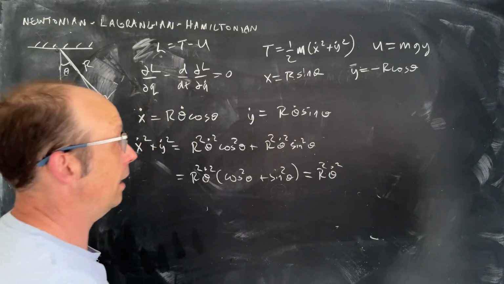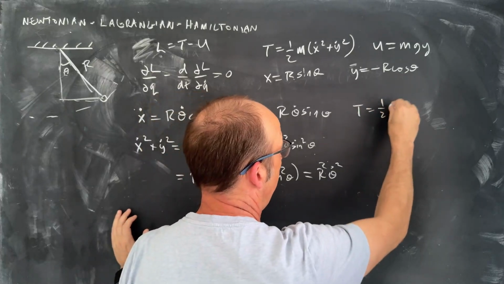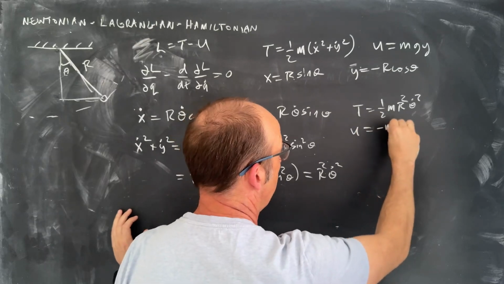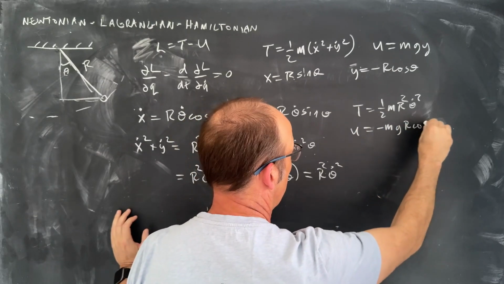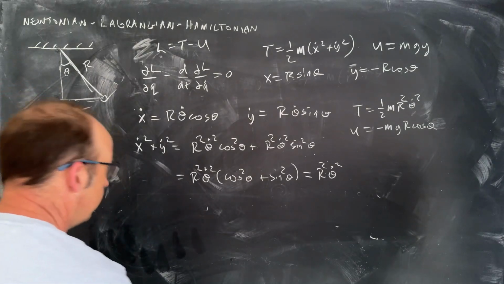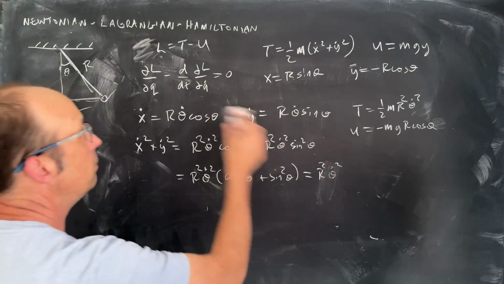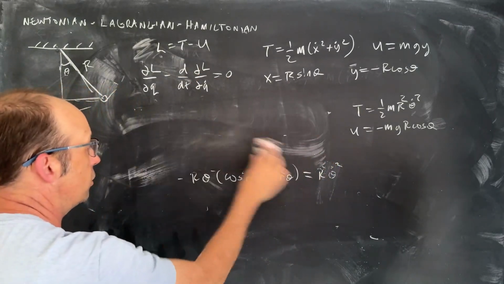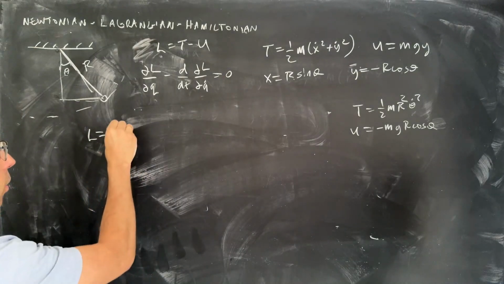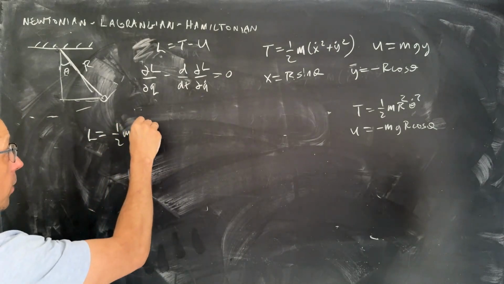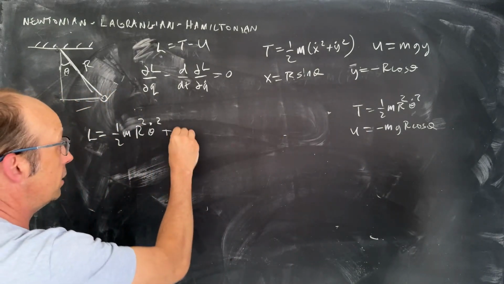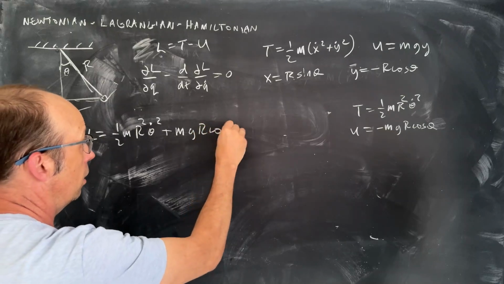So now I can write the kinetic energy T is 1/2 m r squared theta dot squared. U is negative mg r cosine theta. Now I can write my Lagrangian. So you kind of have to do that with Lagrangian mechanics. You have to do some type of work to get the Lagrangian, but once you do, it's not so bad. So here, L is going to be 1/2 m r squared theta dot squared minus the potential, but the potential has a negative, so it's plus mg r cosine theta.